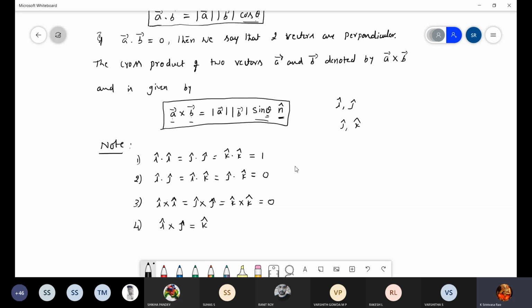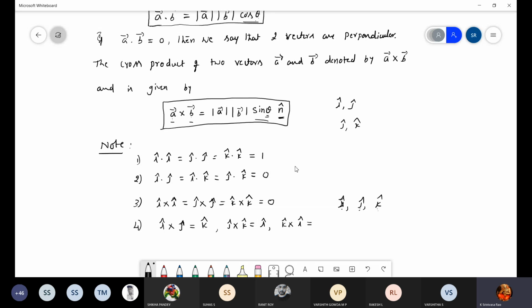So how to write it? I will write i, j, k. In cyclic order, i cross j is k. Next is j cross k, which is i cap. You have to go in the cyclic order only: i with j, j with k, then k with i. Take k cross i; you should not take i cross k. I hope you are understanding what I'm telling.